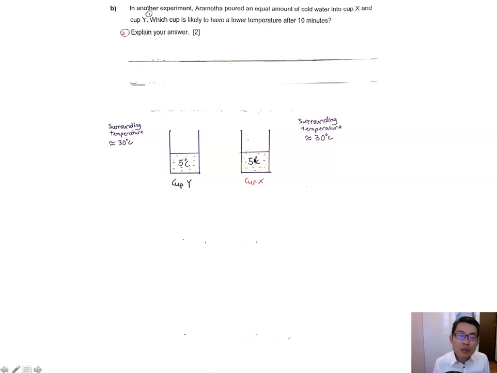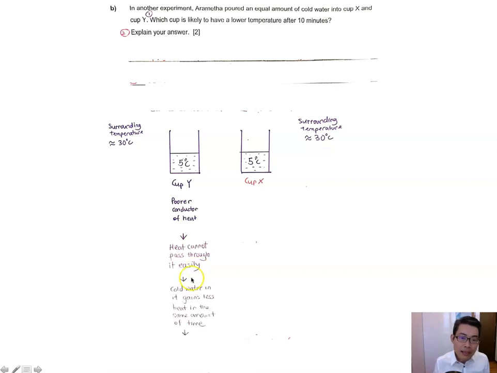But which container will gain heat the slowest? Which container will gain heat the fastest? Let's make a comparison. Now, we know that cup Y is a poorer conductor of heat compared to cup X. And the material used to make cup Y is a poorer conductor of heat. That means that heat cannot pass through it easily. That's the idea, that's the meaning of poor conductors. Heat cannot pass through it easily.